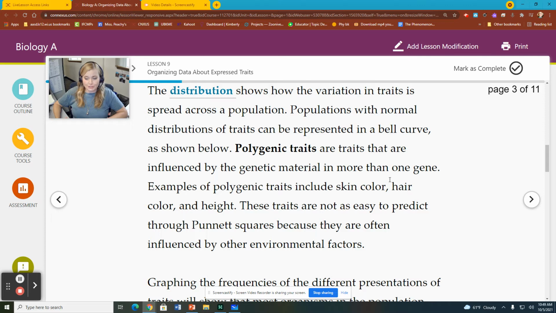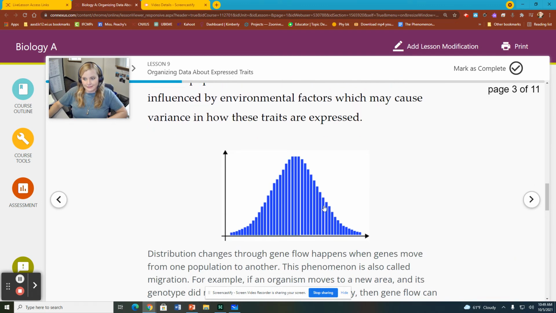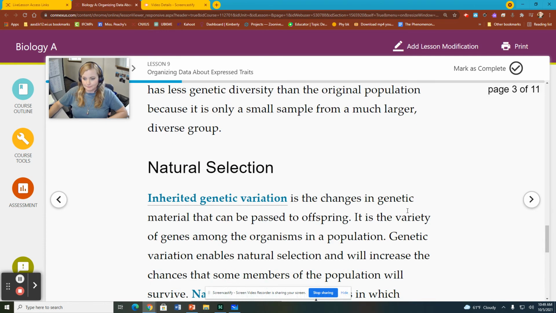These are harder to predict using Punnett squares because they're influenced by environmental factors as well, and they're caused by multiple genes, so it just becomes more difficult to study them, which is also why you don't see just short and tall people. You see a range of height, right? And those you can see in a curve like this as well.